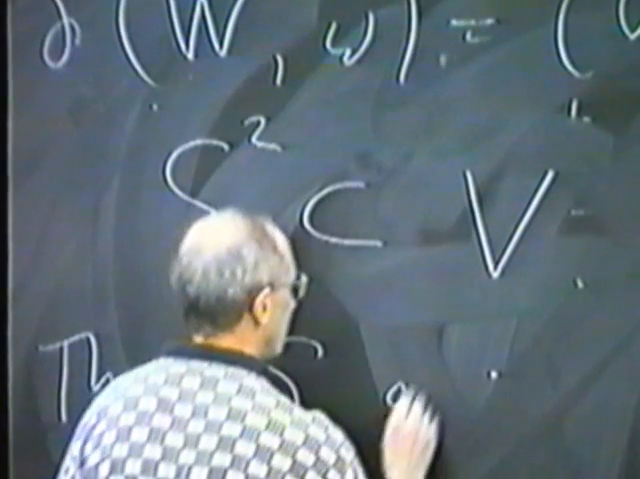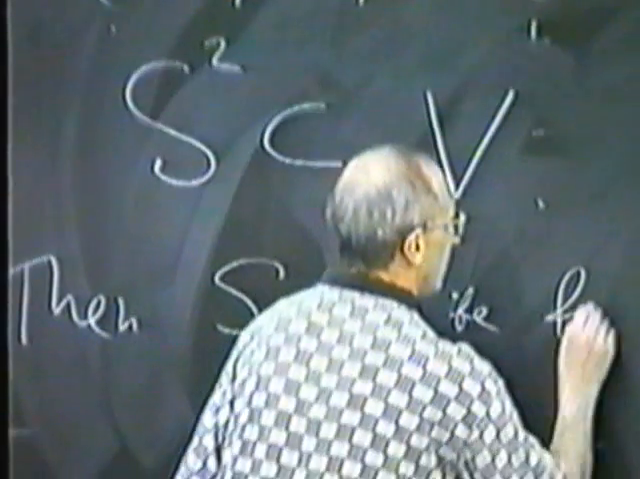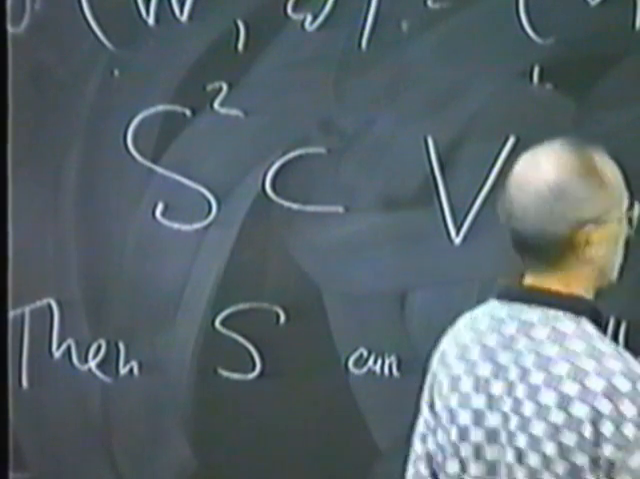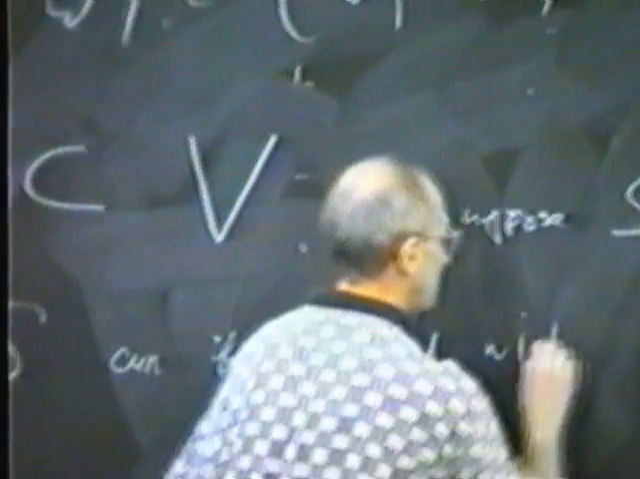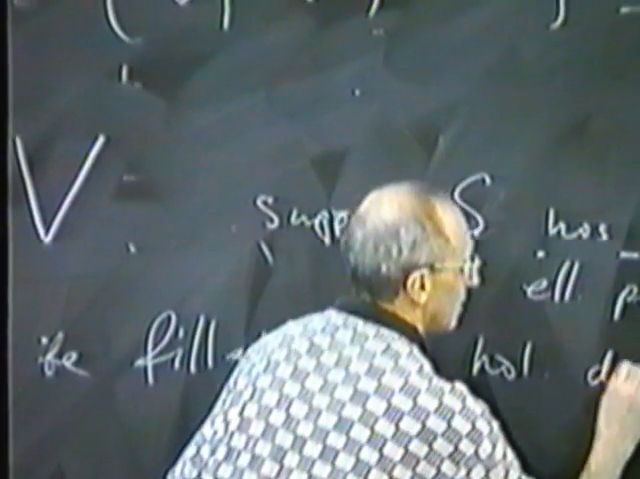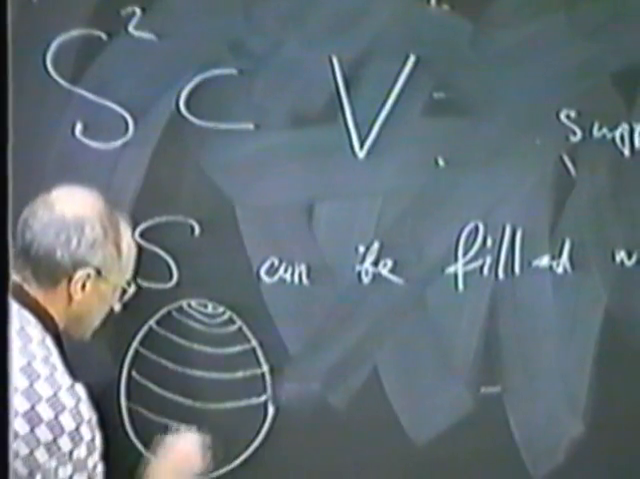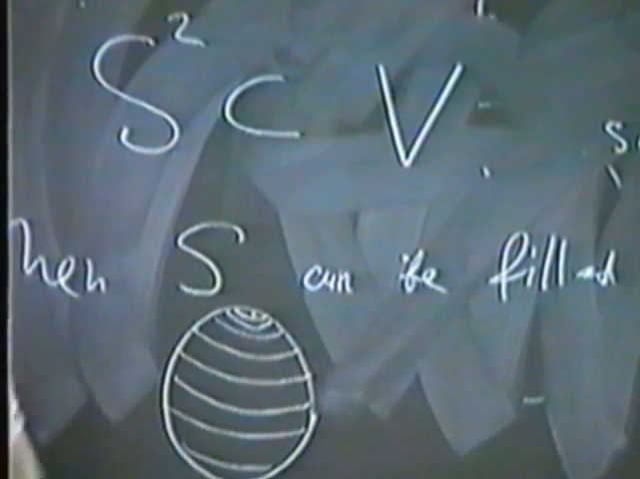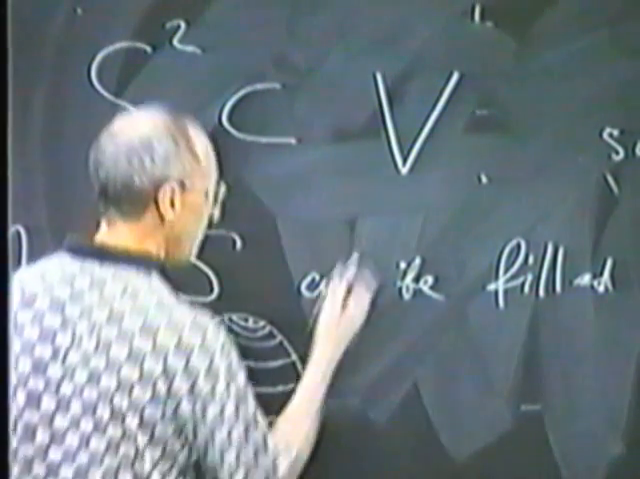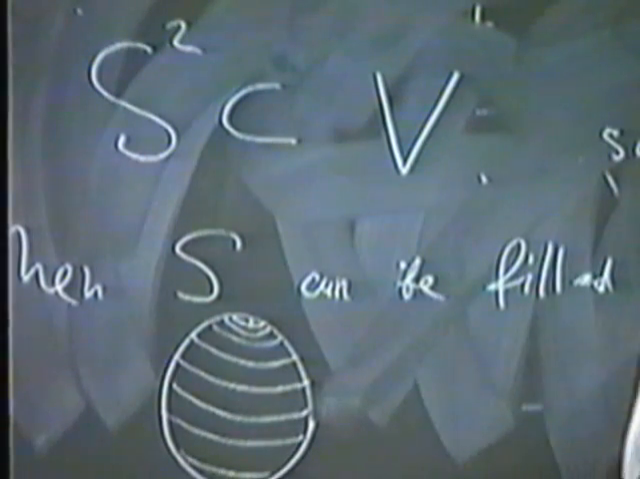Then S can be filled with a holomorphic disk. So what does this mean? That means that you have this Bishop family emanating from this point. They continue and fill the whole sphere. And automatically, the corollary is that all these disks fill S.